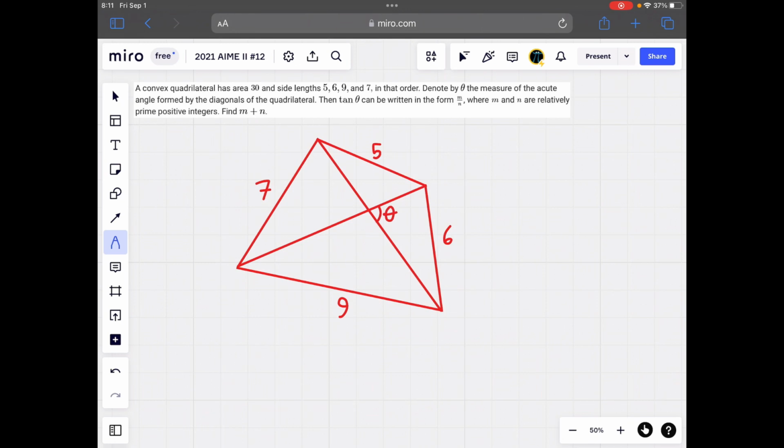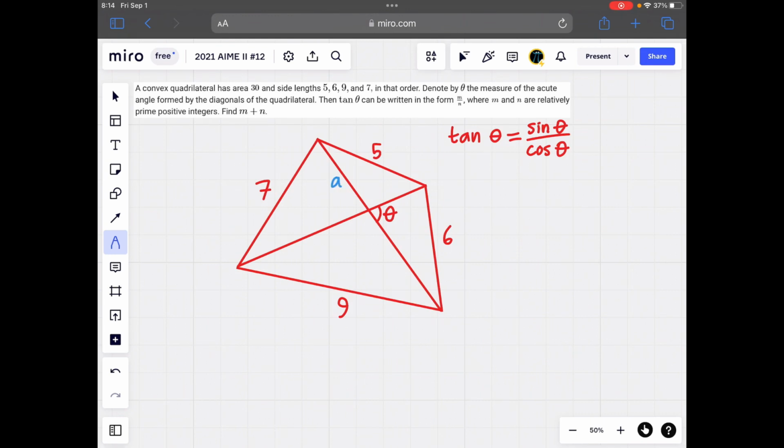There we go, we have the acute angle theta formed by the diagonals of the quadrilateral, and we want to find the value of tan theta, which is equal to sine theta over cosine theta. To find sine theta, we can do so by using the four triangles that the diagonals split up the quadrilateral into. And that's especially useful since we can sum up the areas of the four triangles, and then we have to get 30 because that's the area of the quadrilateral.